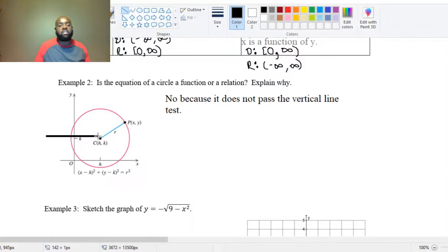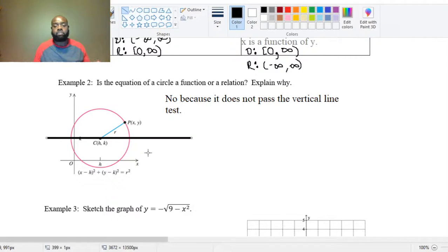So let's say I just looked at half of my circle here and didn't worry about the part of my circle that was under this line and just focus on the top half, the semicircle. Then that would pass the vertical line test, right? Or if I just looked at the bottom half of the circle, the lower semicircle, then I would also have a function, right?